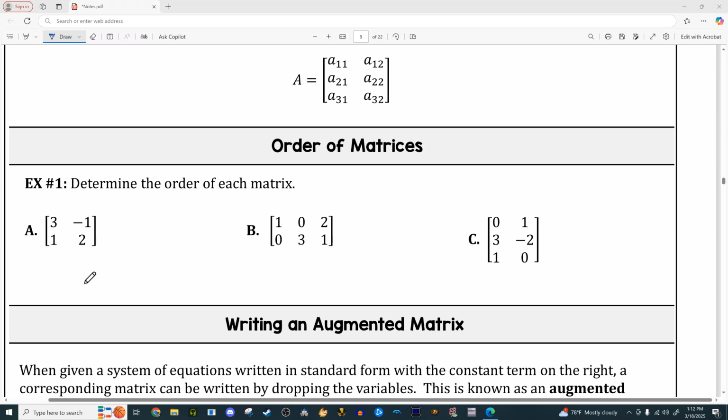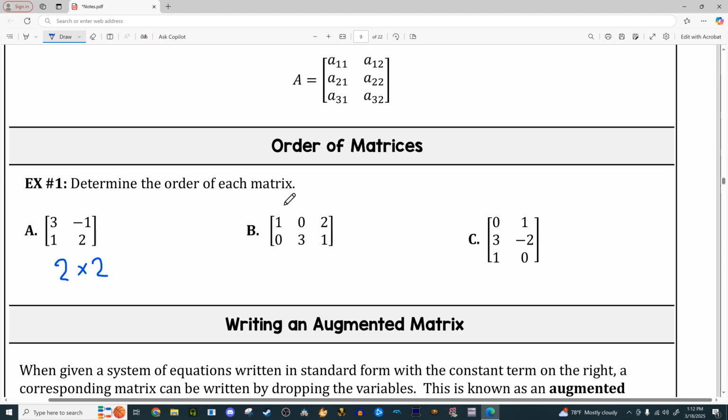This question's asking for letter A, determine the order of the matrix. Here we have a matrix that is 2 rows, see, we have 1 row here, and we have another row here, by 2 columns. So our answer is that it is a 2 by 2. And that's it. We're done with the problem.